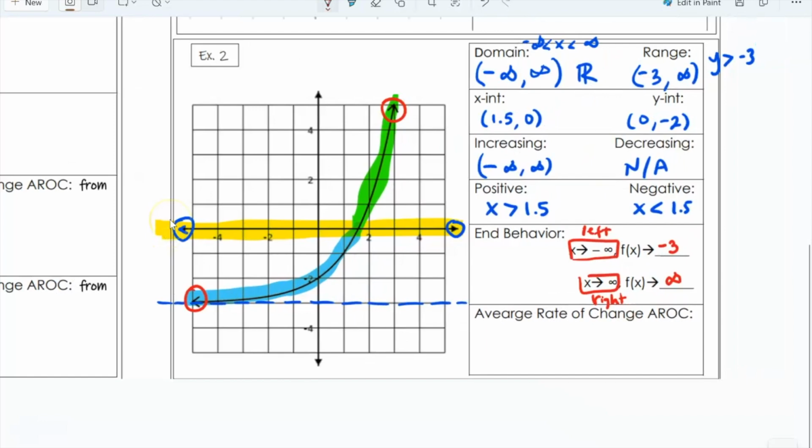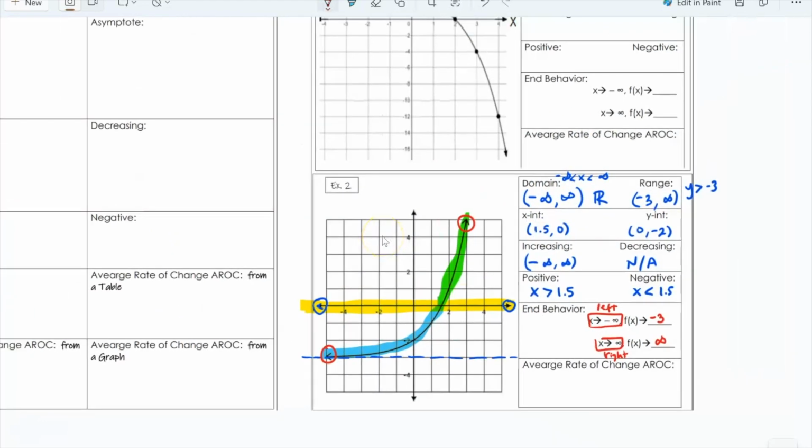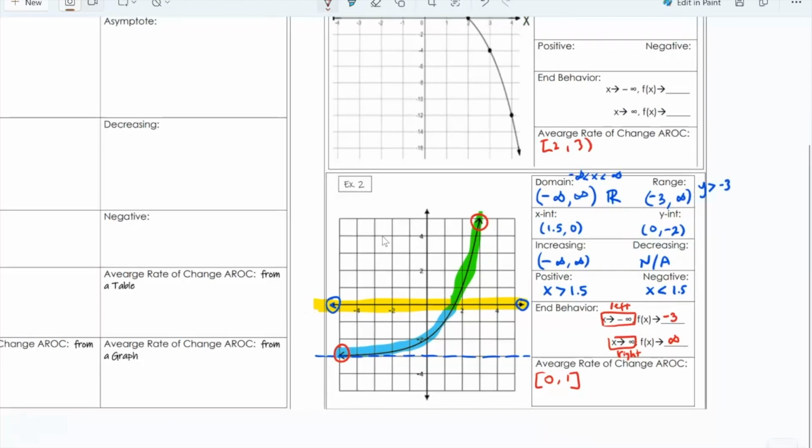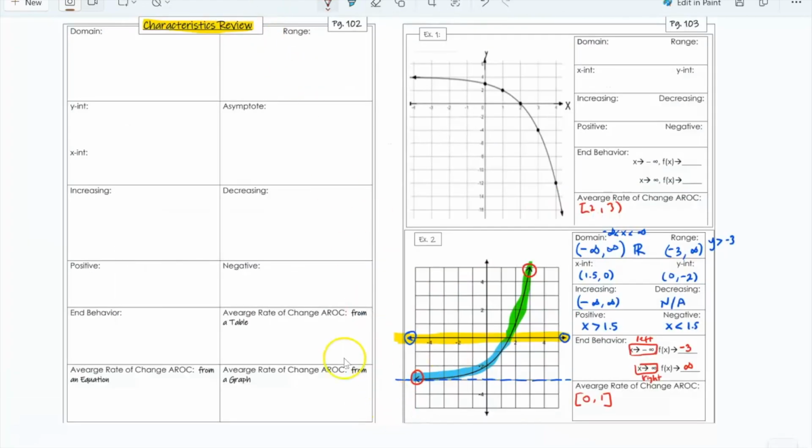All right. Finally, average rate of change, and we're going to go ahead and put average rate of change for both of these questions. So this one will be 0 to 1, and the one that you guys are going to end up doing is going to be 2 to 3. Okay, so this is average rate of change. I'm going to do average rate of change from a graph, so this one right here, but you're going to write notes for yourself on how you do it from a table and from an equation.